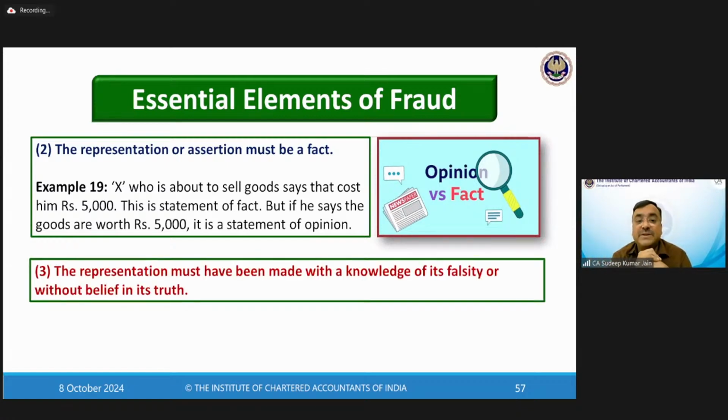The representation must have been made with the knowledge of its falsity or without belief in its truth. It means the person making the statement has knowledge that the fact is false, the fact is not true. जो पर्सन स्टेटमेंट दे रहा है उसे पता है कि वो जो बोल रहा है वो झूठ है, राइट.